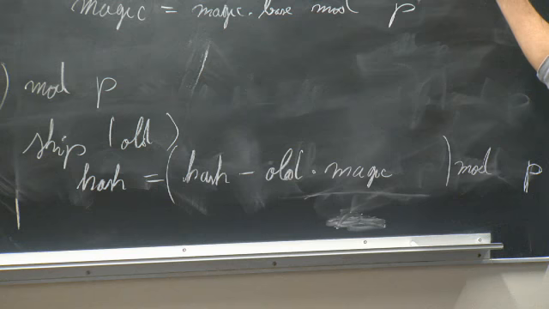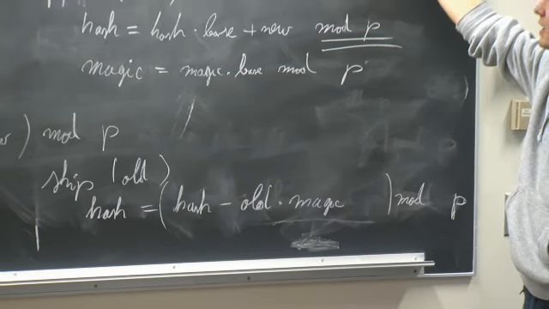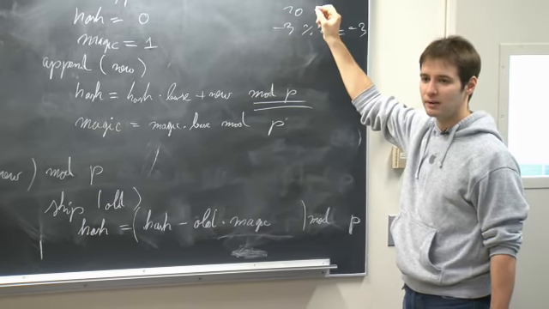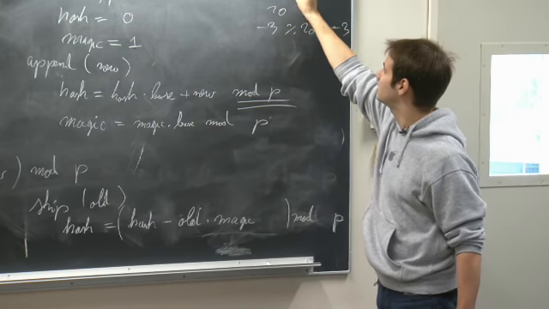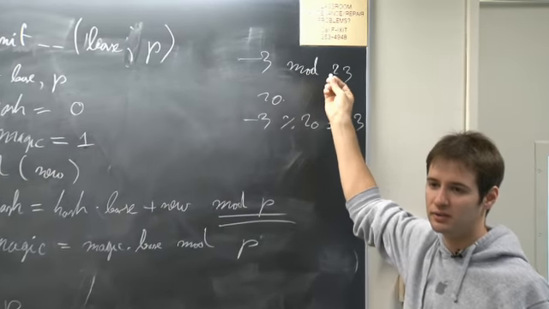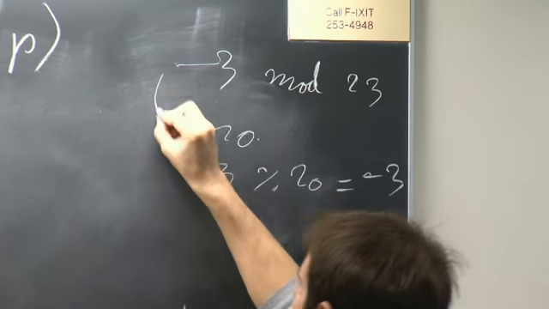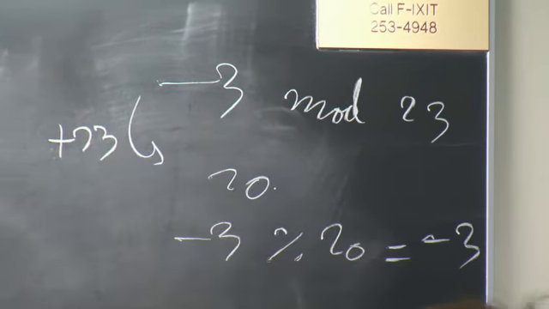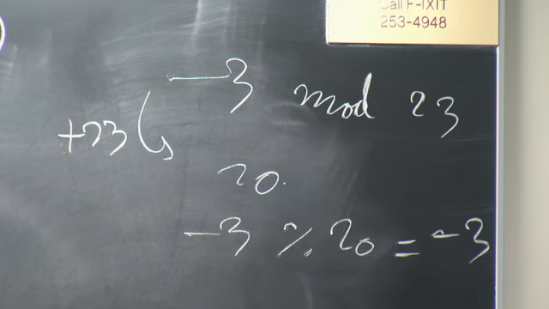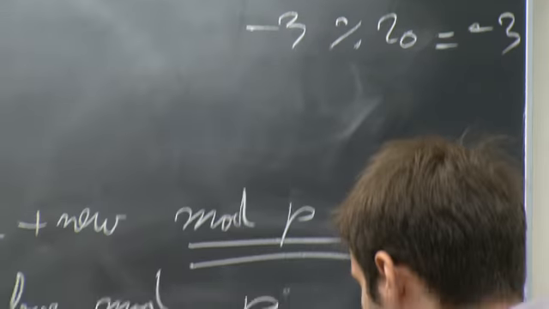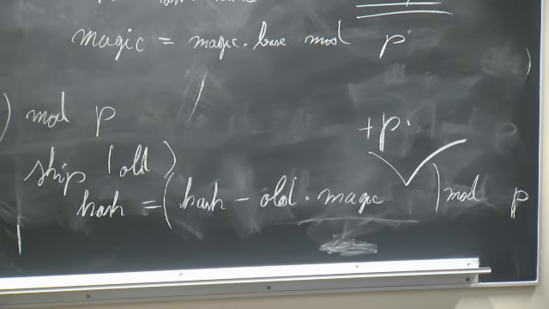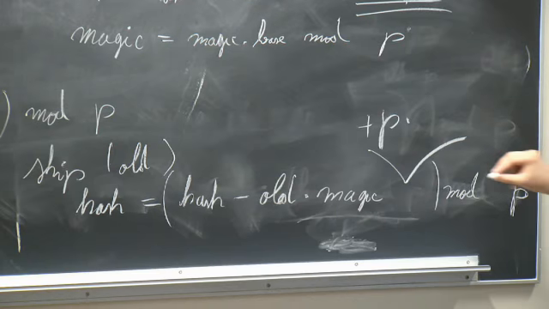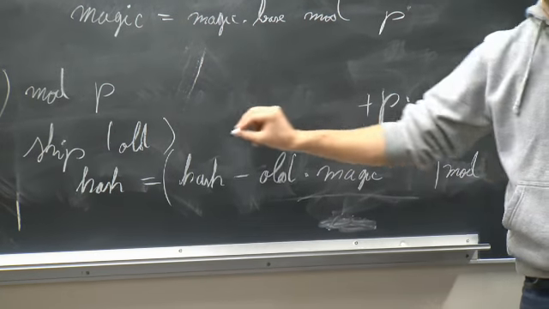OK, so if we're working modulo p, then we can add anything to our number, any multiple of p, and the result modulo p doesn't change. For example, here, to get from minus 3 to 20, I added 23. Right? OK, so I want to add a correction factor of p times something. So what should that be? I want to make sure that this whole thing is positive.